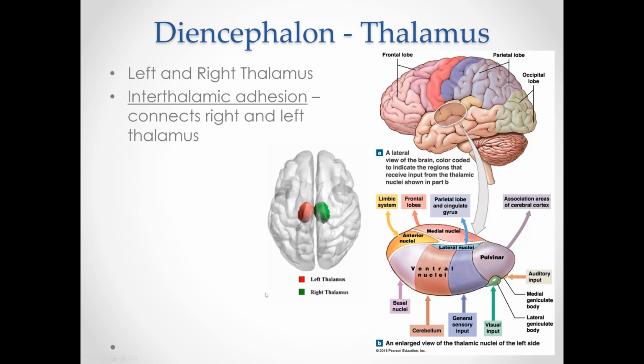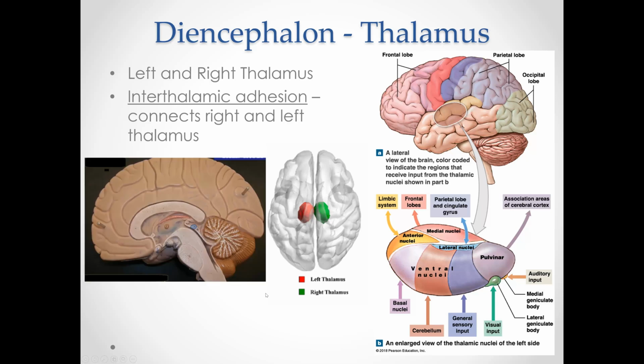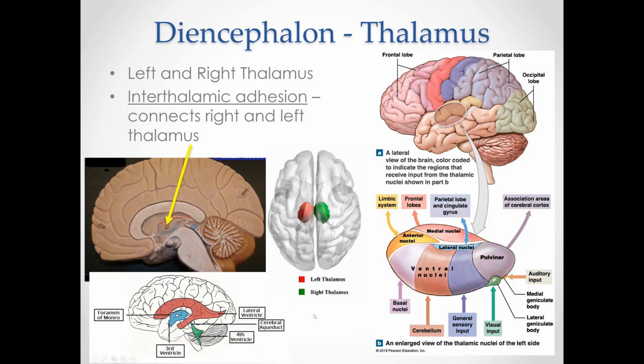And you'll also often see this in the models that we have in lab. So if you see this little dot here in the middle, and I'll point an arrow to it, that is the interthalamic adhesion that would be connecting the left and the right thalamus. And also when you're looking at pictures of the ventricles, remember that third ventricle that's right in the middle of the brain, that hole that you see there in the third ventricle is actually where that interthalamic adhesion passes through. So that's where the two thalami are connected to each other.